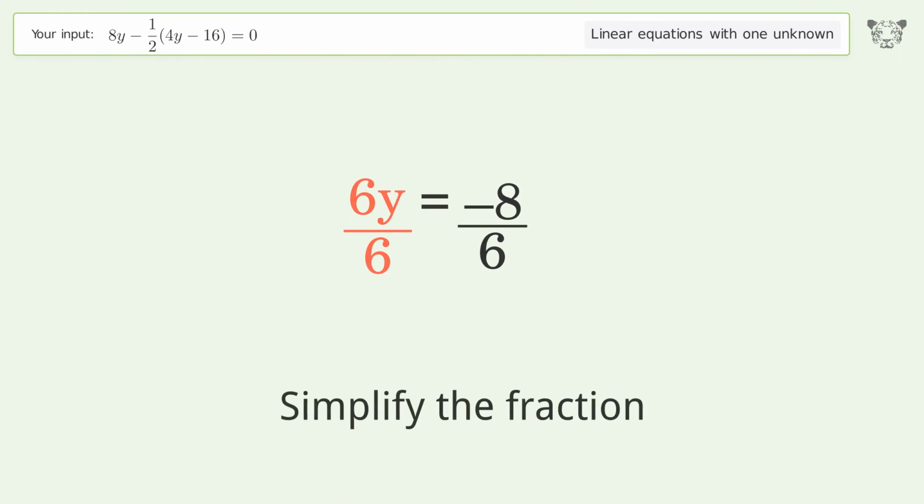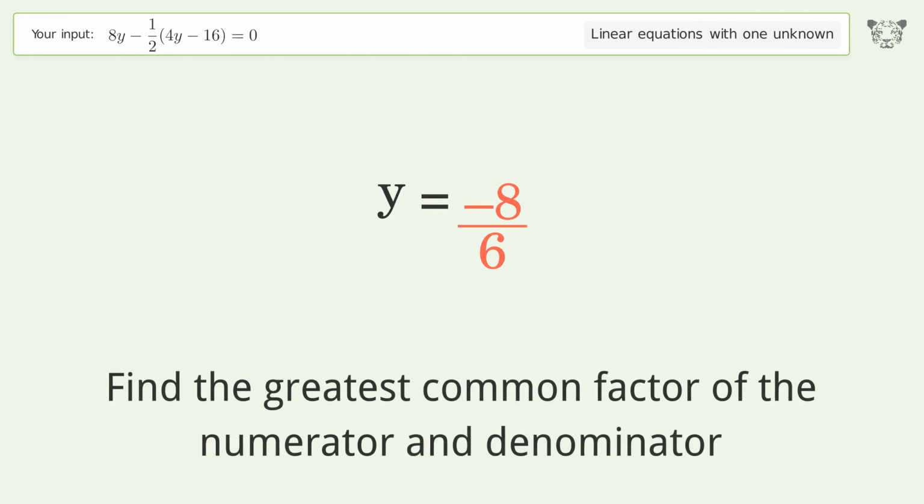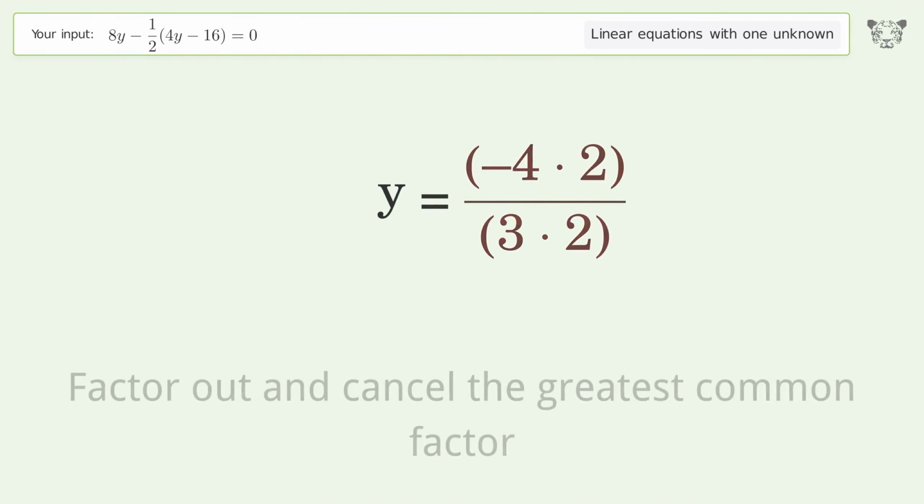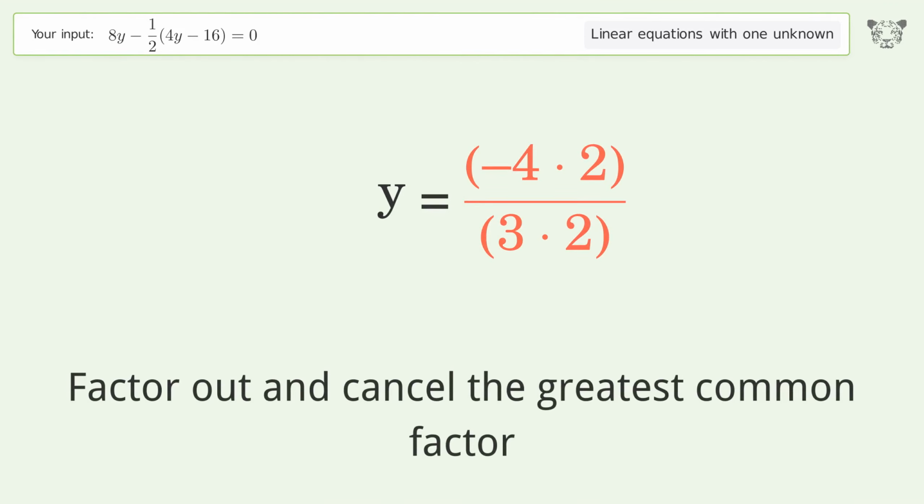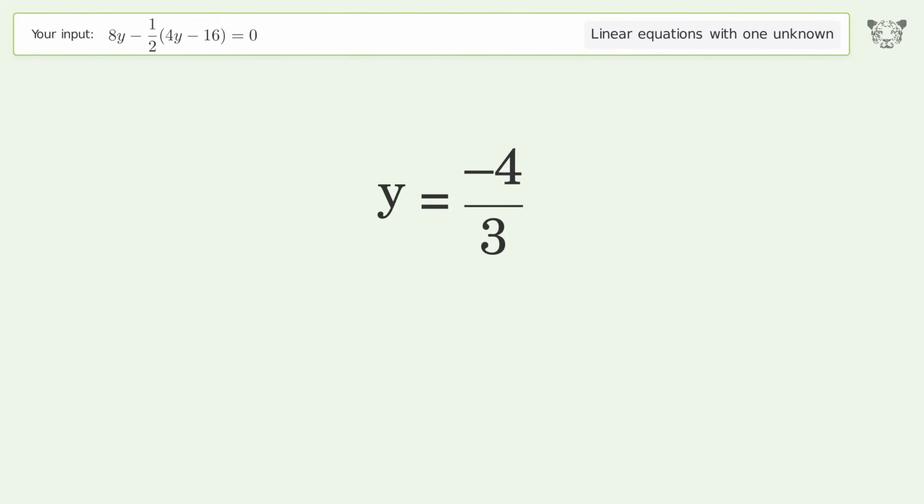Simplify the fraction. Find the greatest common factor of the numerator and denominator. Factor out and cancel the greatest common factor. And so the final result is y equals -4/3.